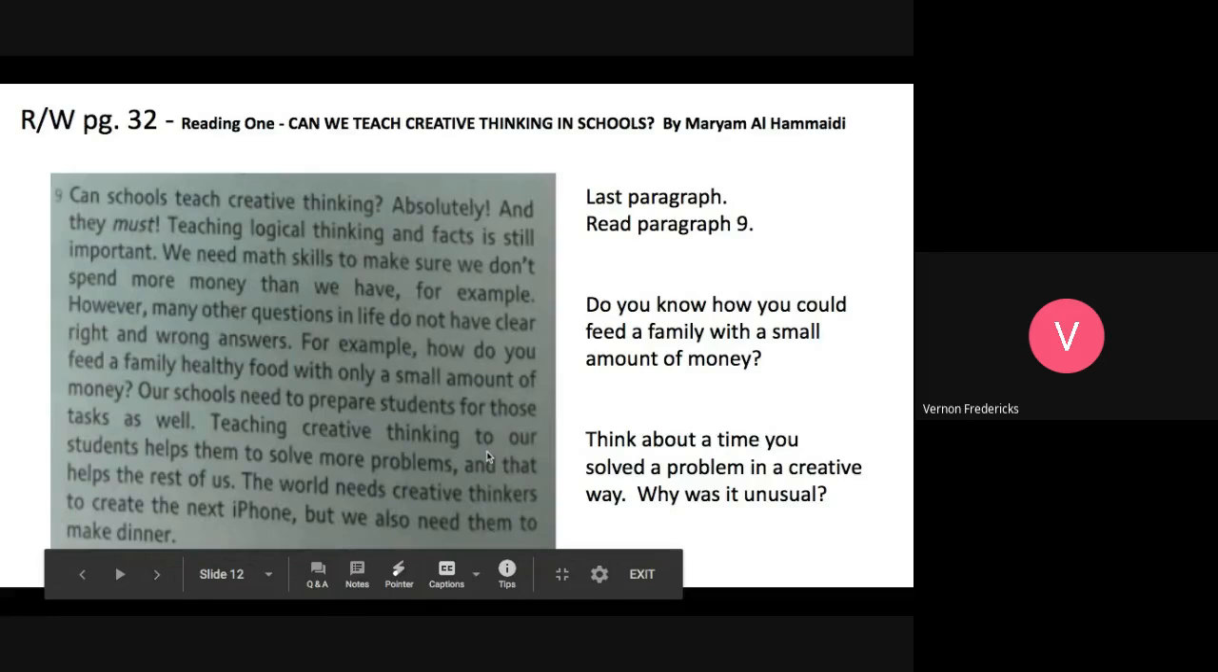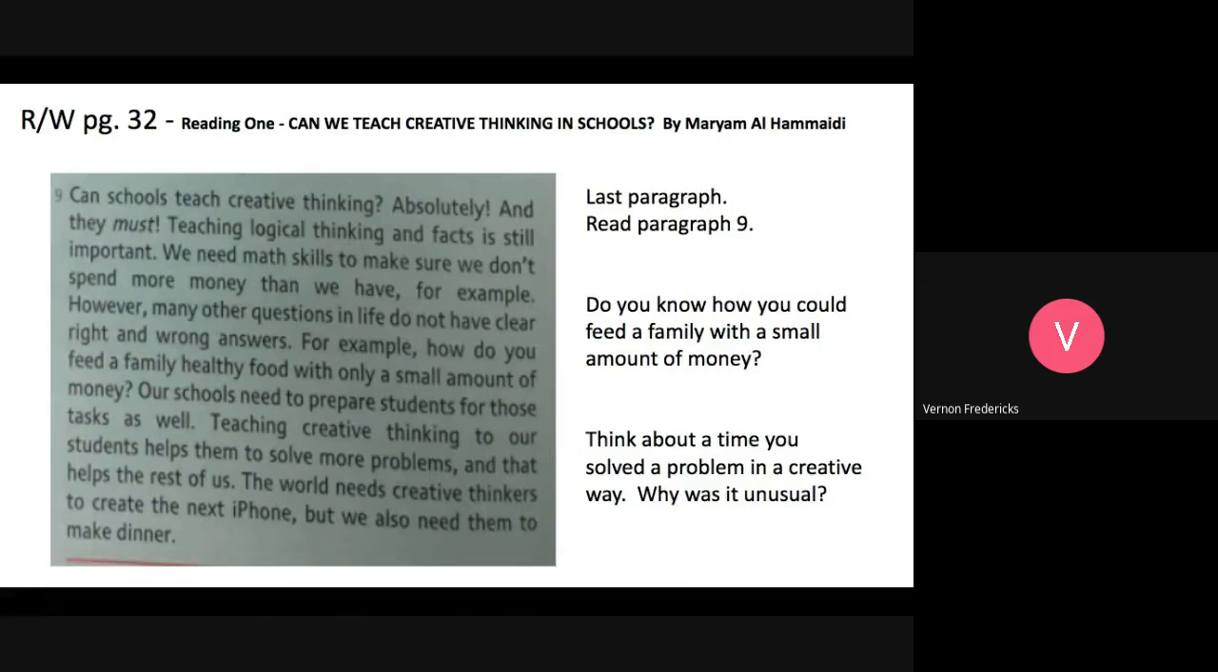Okay. Paragraph 9. Last paragraph. Do you know how you could feed a family with a small amount of money? Okay. Do you know how you can feed a family with a small amount of money, maybe 20 real? Think about a time you solved a problem in a creative way. Why was it unusual? Think about it, yeah? Think about a time you fixed or solved a problem in a creative way. Why was it unusual? Let's read paragraph 9.